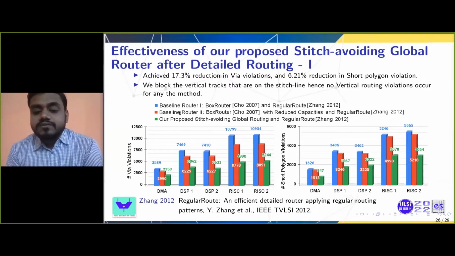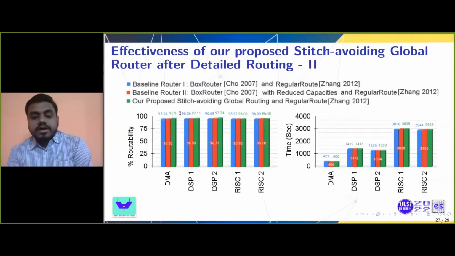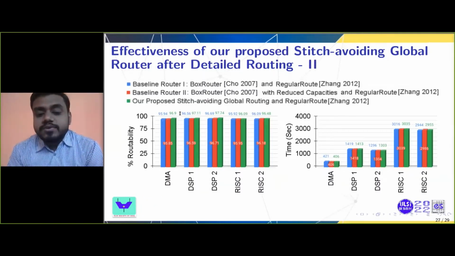During detailed routing, we have blocked vertical tracks that are present on the stitch line. Hence, no vertical routing violation occurred for all the three routers. The routability and the CPU runtime are also improved very minimally.